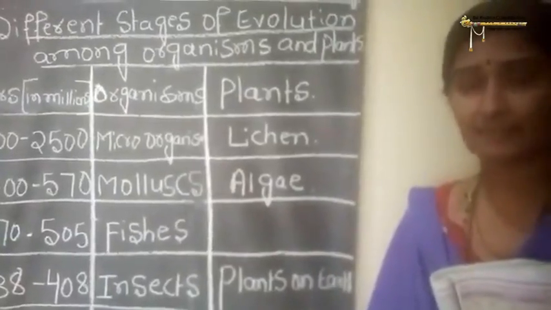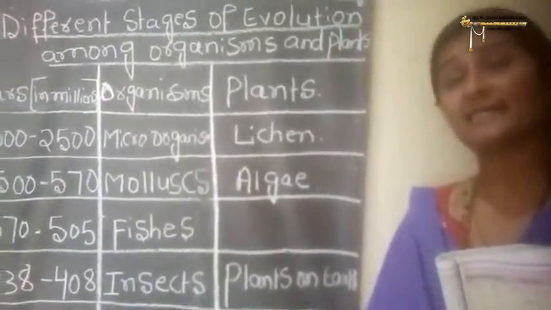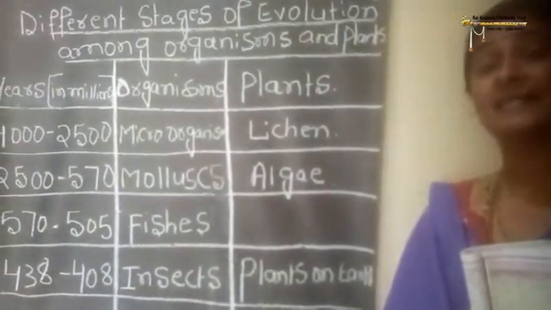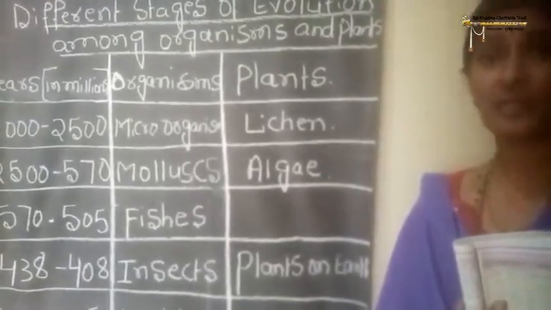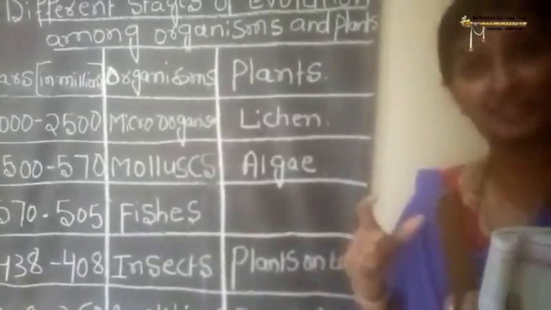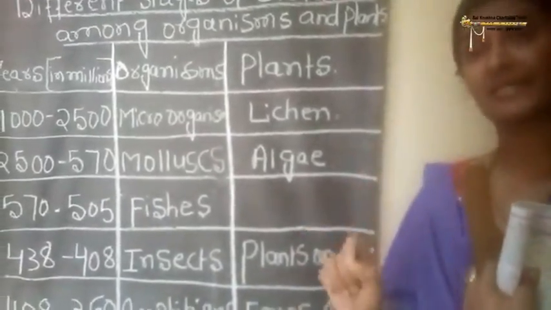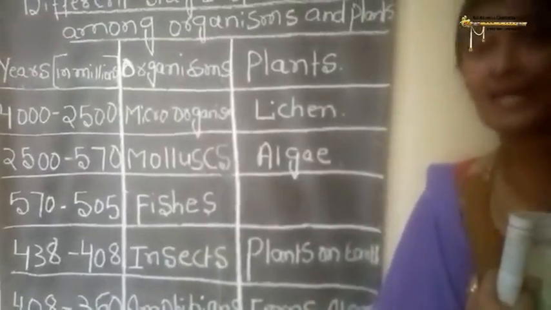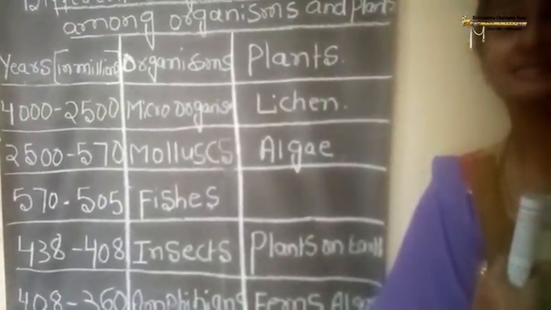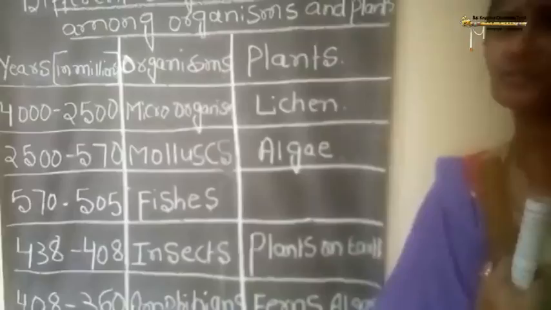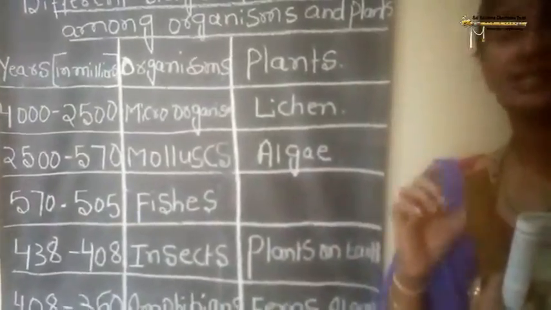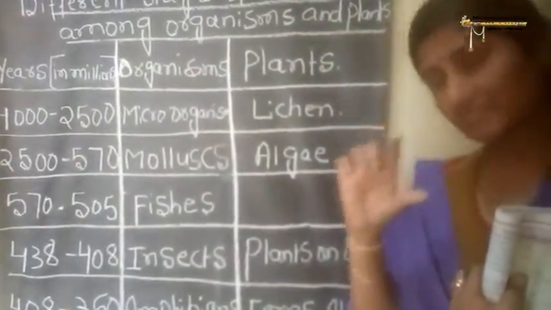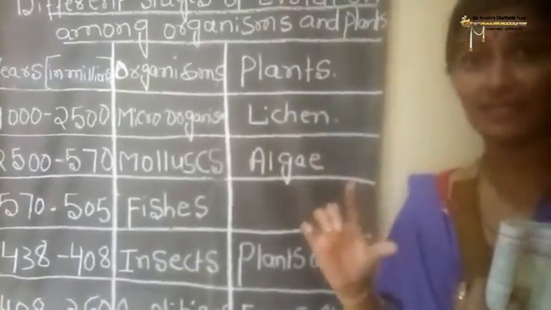What are molluscs? It's a creature which has a soft body and a very hard outer shell. The body is very soft. That soft body is protected by a hard shell. This creature can live both on land and in water. The example of molluscs is the snail. We have seen snails. You find a lot of snails in the rainy season. Its body will be very soft and that body is protected by an outer hard shell.